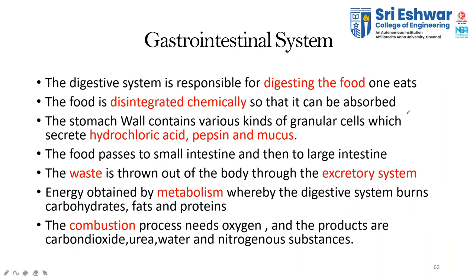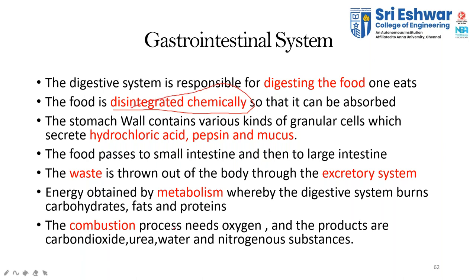Next is the gastrointestinal system. We have a few systems, and one among them is the gastrointestinal system. It is used for digesting the food. The food is disintegrated chemically so that it can be absorbed. I have told you that some of the glands will secrete chemical substances like hydrochloric acid. That hydrochloric acid is used to digest your food, which is why it is called disintegrated chemically, so that it can be absorbed.